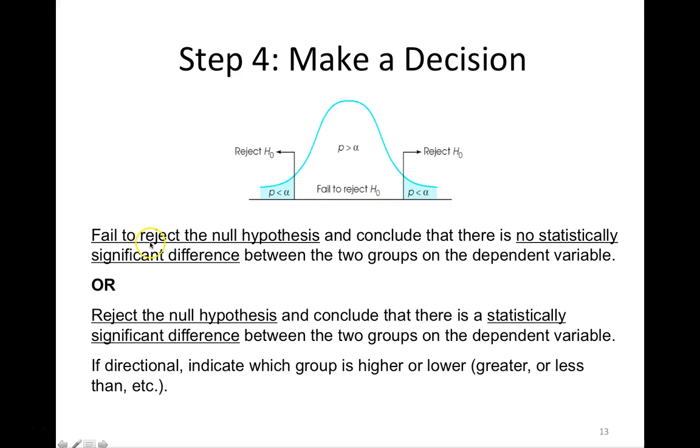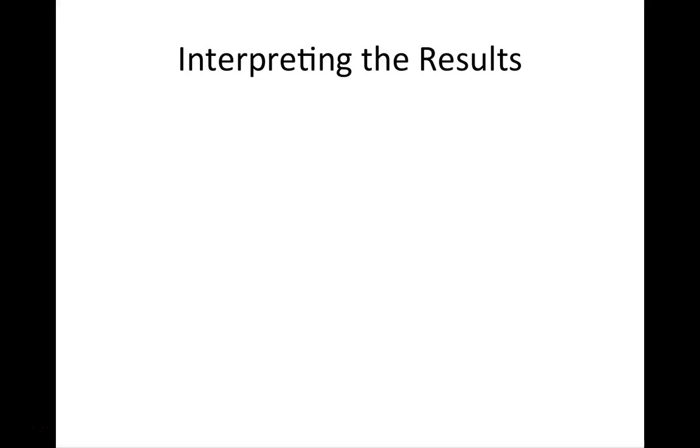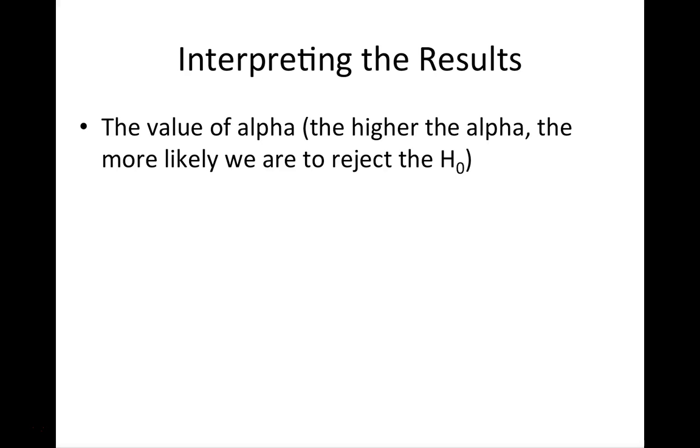So we may fail to reject the null hypothesis and conclude that there is no statistically significant difference between the groups on the dependent variable, or we can reject the null hypothesis and conclude that there is a statistically significant difference between the two groups on the dependent variable. And if it's directional, we want to indicate which group is higher or lower, greater than, less than, etc. And then we want to think about how to interpret that.